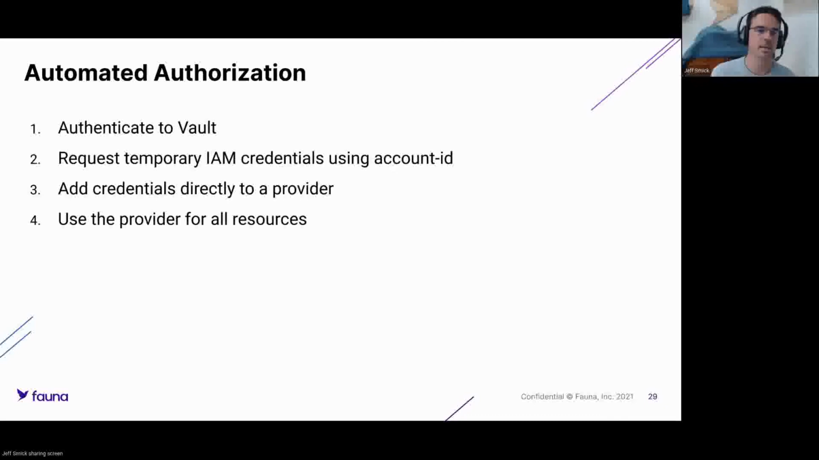And so the steps that we're taking internally to get these credentials is, as I mentioned, we're using Vault. So we can use Vault to authenticate either the engineer or the system when we automate these processes, and let Vault handle all of the access controls for these credentials. Then we request temporary IAM credentials based on the account ID. We add them into the provider, and then we add that provider to all of our resources. So that's been great so far. It's worked really well for us these past couple of years.